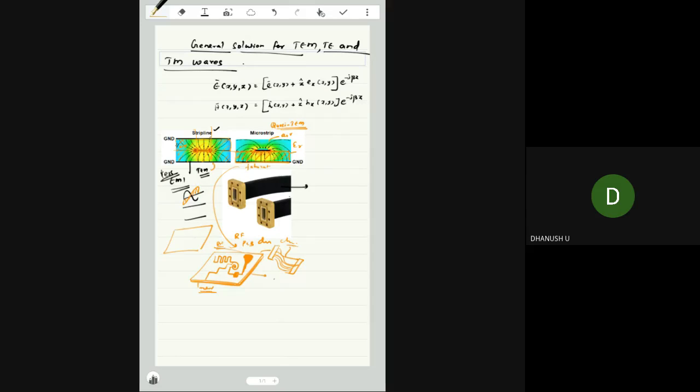So the point is the derivations. I'll try to do that, or else the derivations are there in the notes. My idea is to make it understood. Probably I can show what the TE and what the TM mode is. If I remember that, I'll show it.